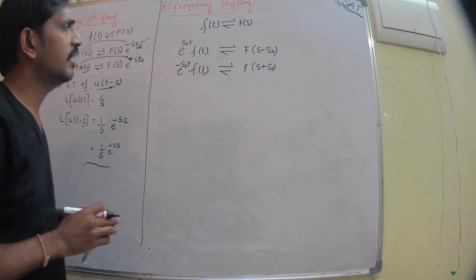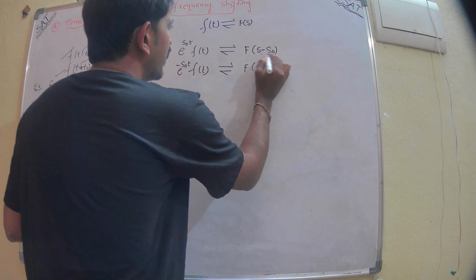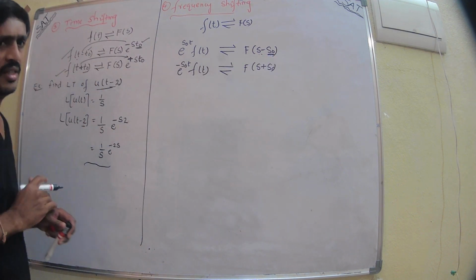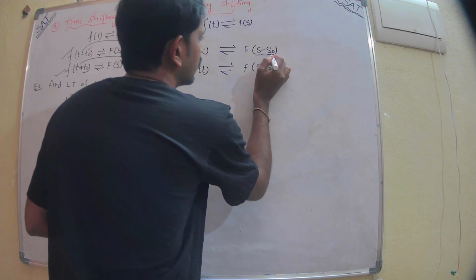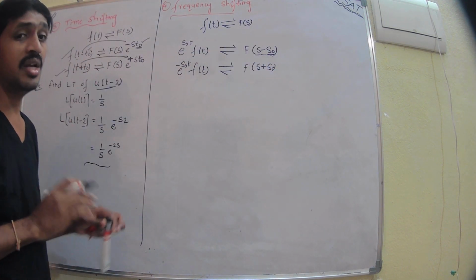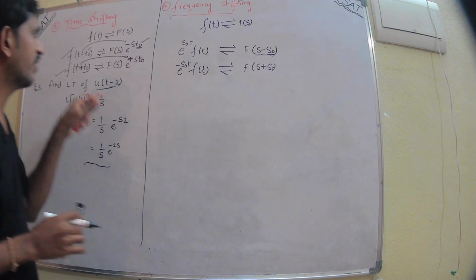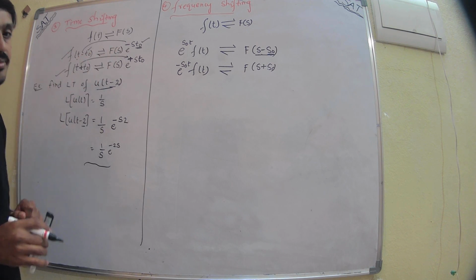Please observe here: in the time shifting we have t minus t naught in the time domain, and in this case we have s minus s naught in the frequency domain. So we can shift the s domain by the factor of s naught, and in the other case we can shift the time by the factor of t naught.